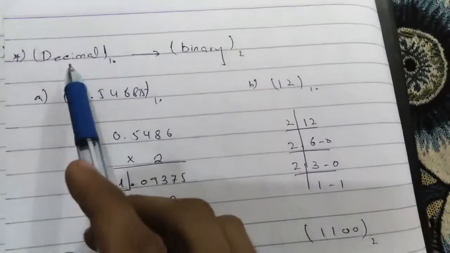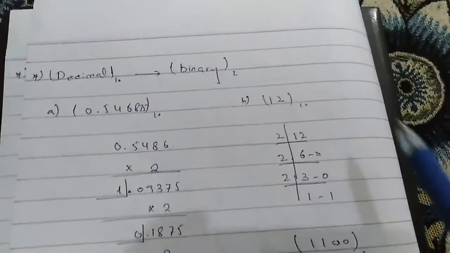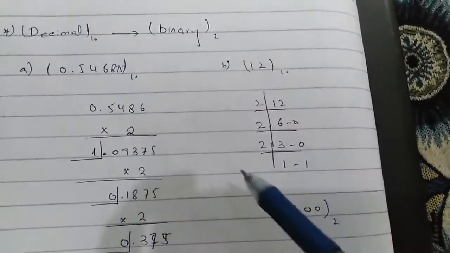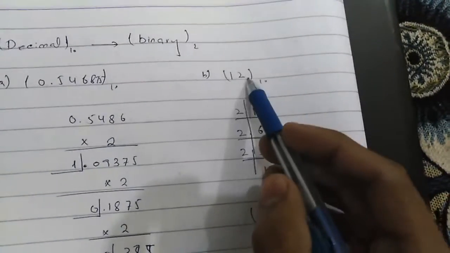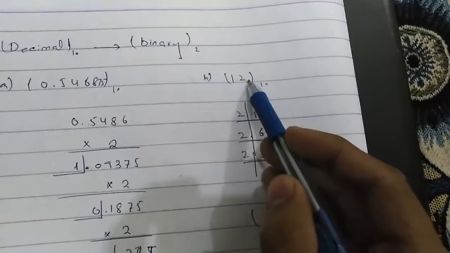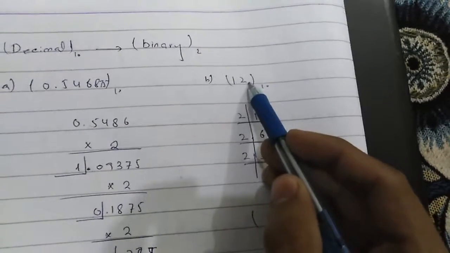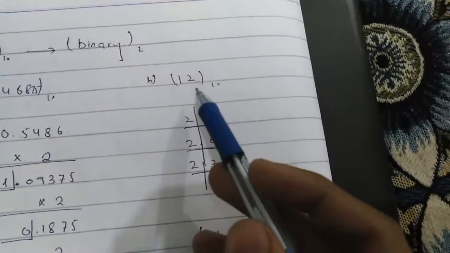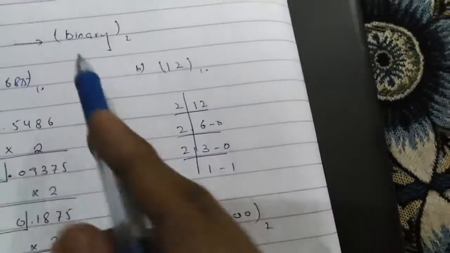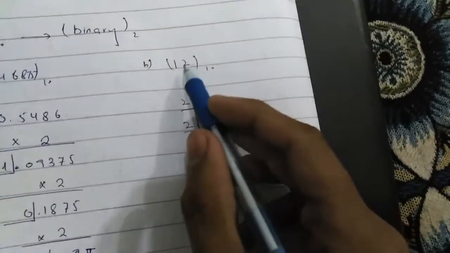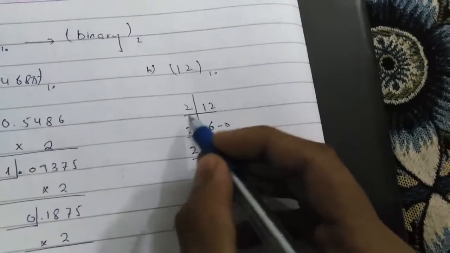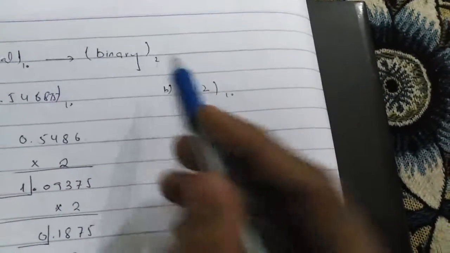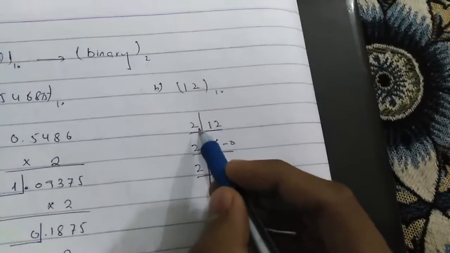Now we have seen decimal to binary number system conversion. If we simply convert decimal to binary without a decimal point, we do it like this. If a decimal is converted to binary number system, take 12 and divide by 2 each time, because binary is denoted by 2. So let's divide by 2.